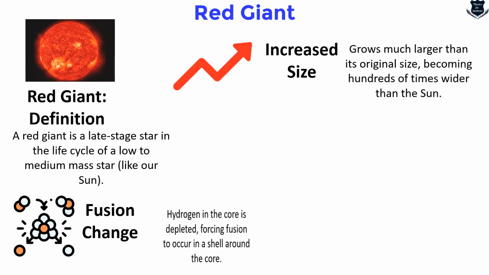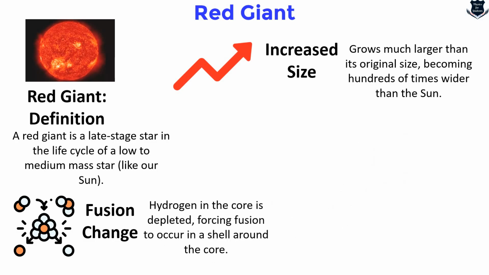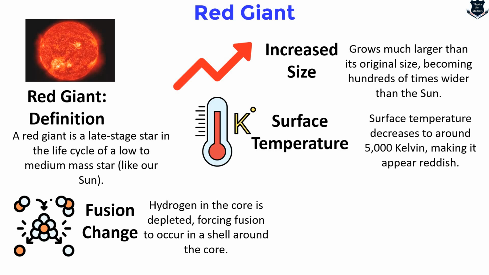The nuclear fusion actually takes place in this way: hydrogen in the core is depleted, forcing fusion to occur in a shell around the core, and the surface temperature, oh wow, it is quite high.